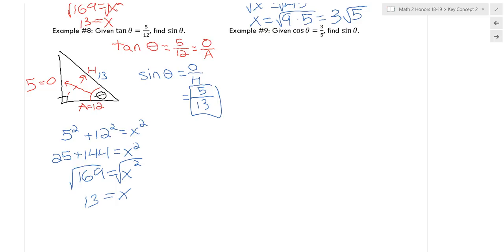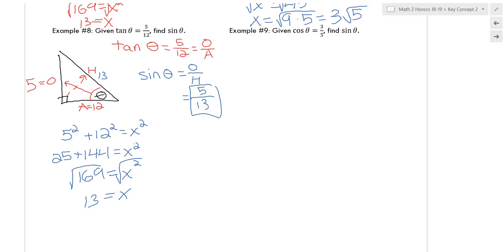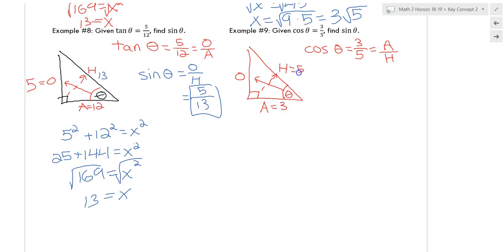You just have to kind of draw your own triangle and put in your first two sides. So let's do the same thing with number 9. Cosine of theta equals 3 over 5. Opposite and my adjacent side. So cosine of theta equals adjacent over hypotenuse. So I know my adjacent side is 3 and my hypotenuse is 5, right? That's what that tells me.